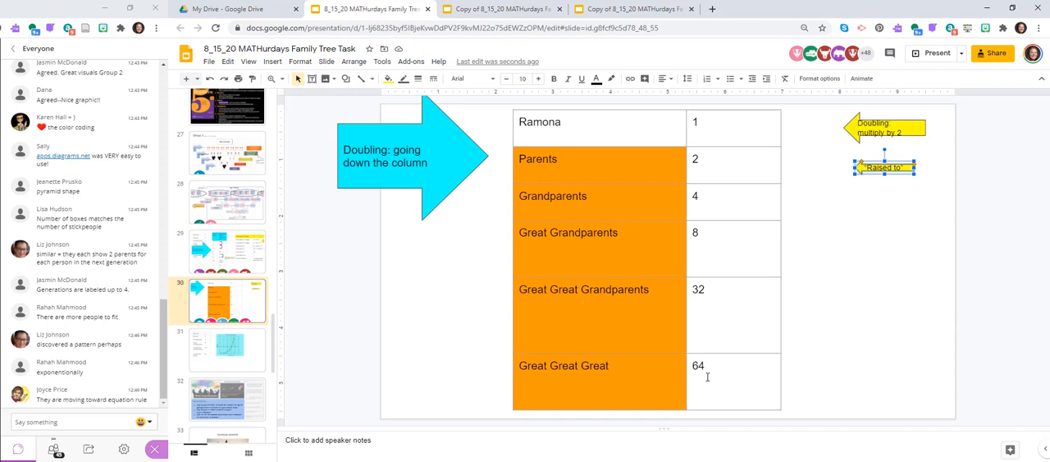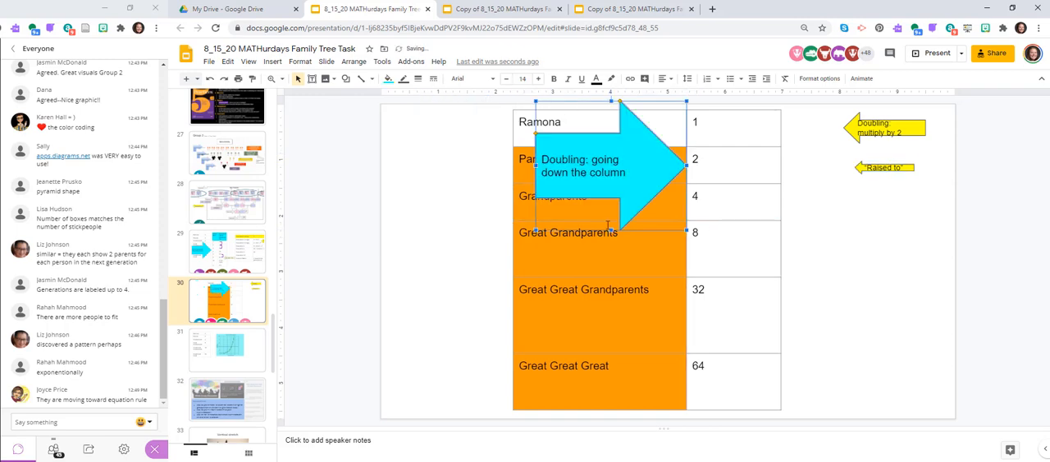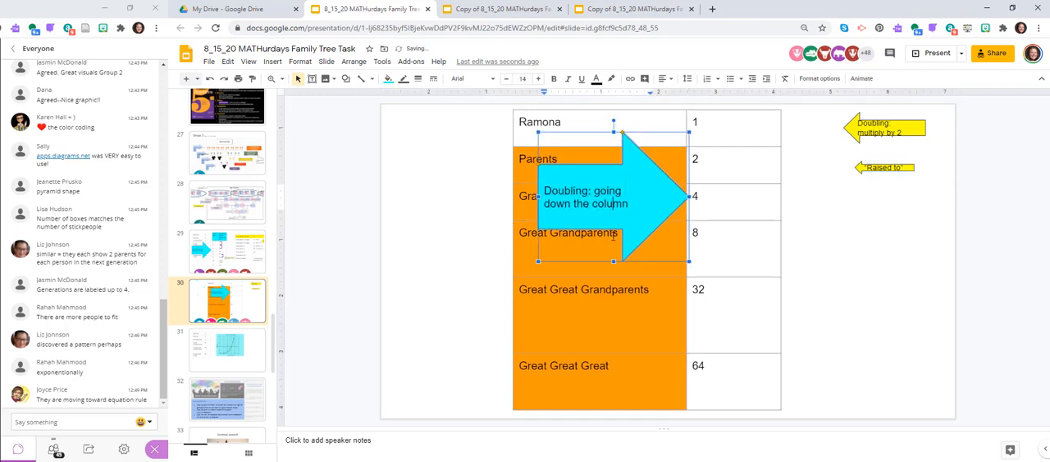Well, if you double 1, you get a 2. If you double 2, you get a 4. If you double 4, you get an 8. So there's the doubling. Neat. So we see this doubling here.